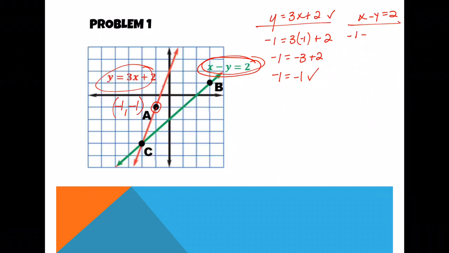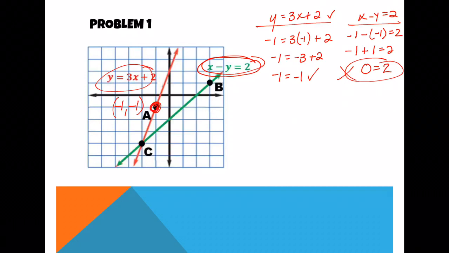So -1 minus -1 equals 2. Well, that's -1 plus 1 equals 2. -1 plus 1 is actually equal to 0, right? So this does not solve the equation. (-1, -1) does not solve the second equation. And that makes sense, right? Because it's not a point on the green line. It is only a point on the red line.